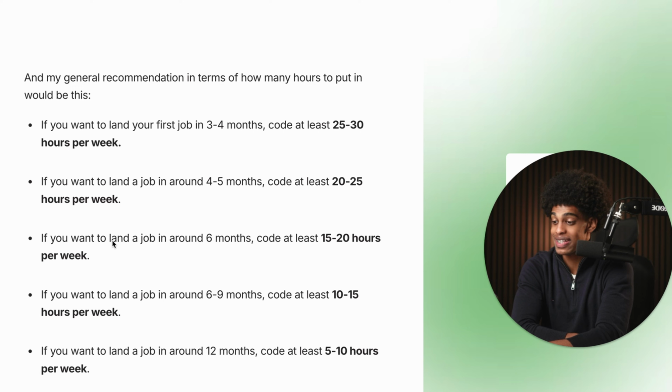If you want to land a job in 6 months, code at least 15 to 20 hours per week. And I believe that's around 2-ish hours per day. If you want to land a job in around 6 to 9 months, code at least 10 to 15 hours per week. So that's about 1 hour to 2 hours per day. And then if you want to land a job in around 12 months, then code at least 5 to 10 hours per week. So that's about 30 minutes to 1 hour per day.